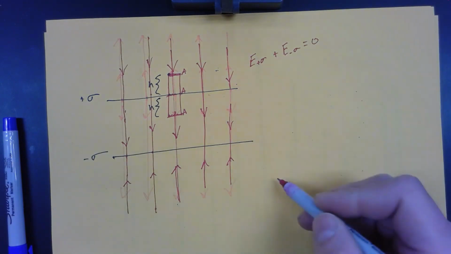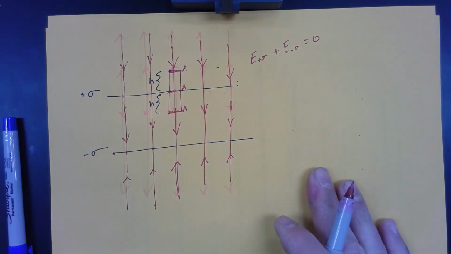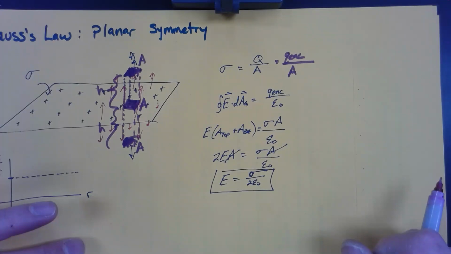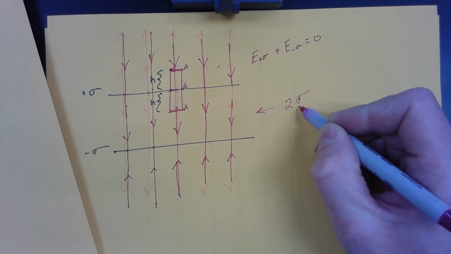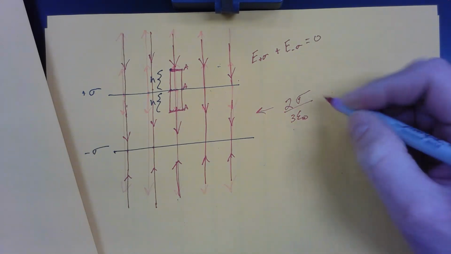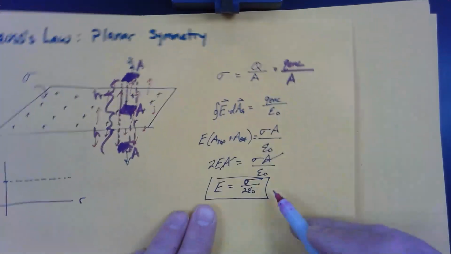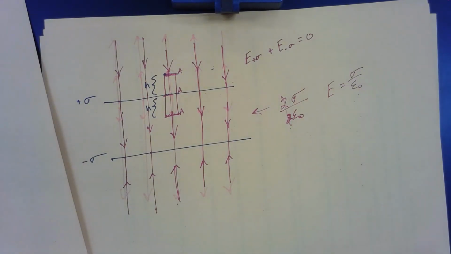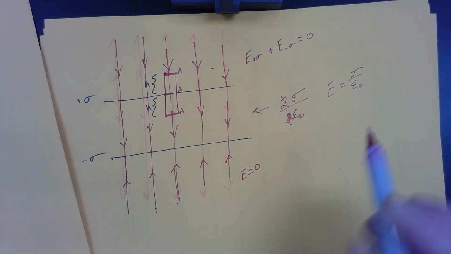Whereas in between, we end up with both fields acting in the same direction. So in between here, we have 2 times what the field would be of one plate, right? So 2 times sigma over 2 epsilon naught. That's a 2. All right, so we know that the electric field now will be twice what that is, which is just sigma over epsilon naught, since the 2's cancel. All right, and also down below here, they cancel out to be equal to 0 as well.